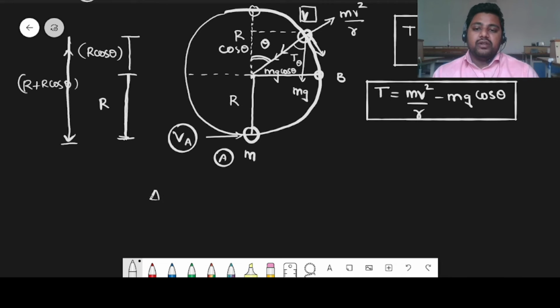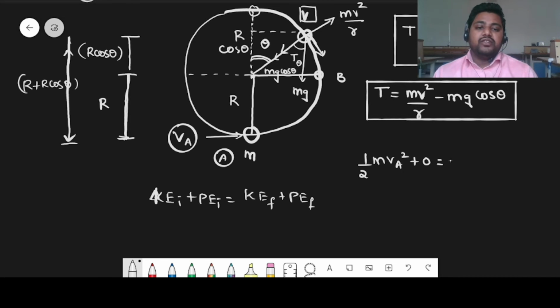Kinetic energy initial plus potential energy initial should be equal to kinetic energy final plus potential energy final in this condition. Okay, so kinetic energy initial is half m va square plus potential energy is 0. Kinetic energy final is going to be half m vb square plus potential energy is mg into r plus r cos theta. So this is the equation you will be getting.